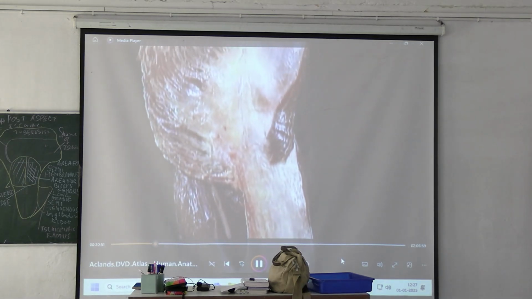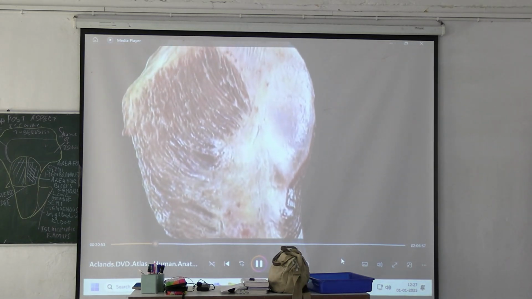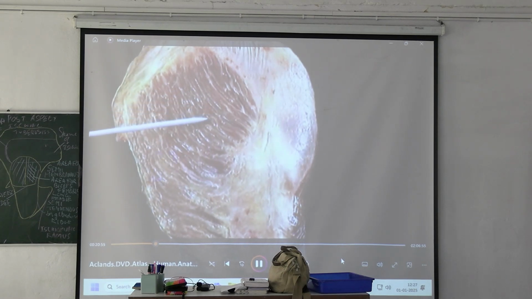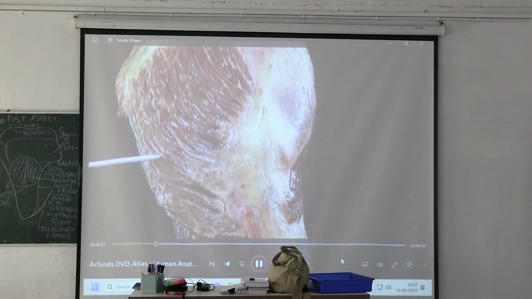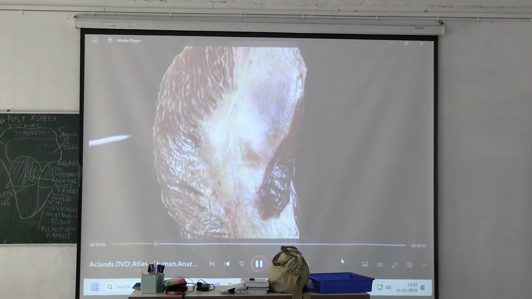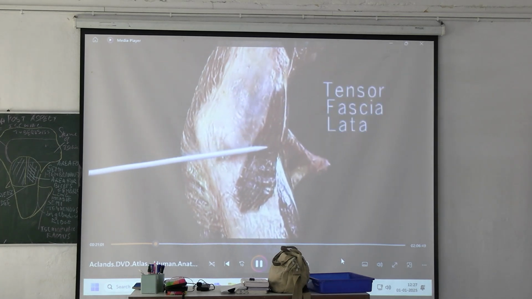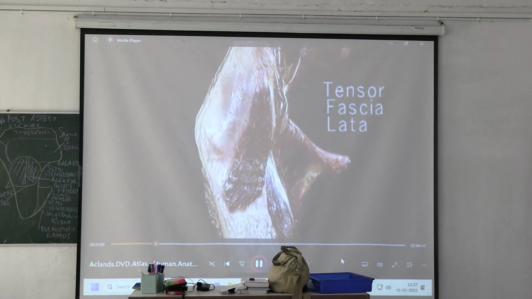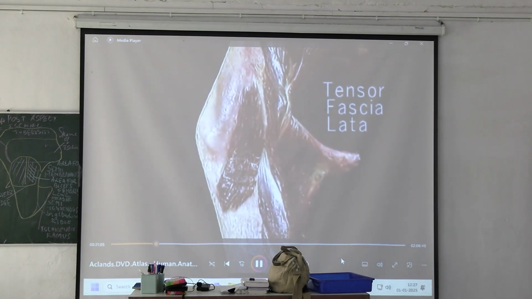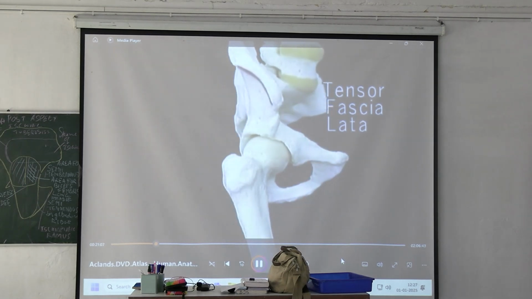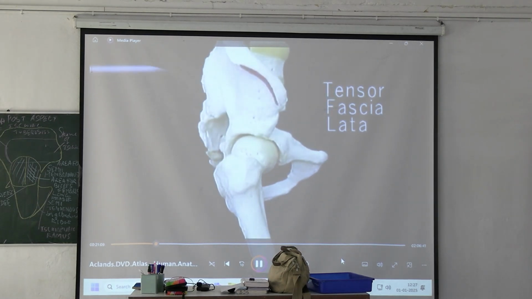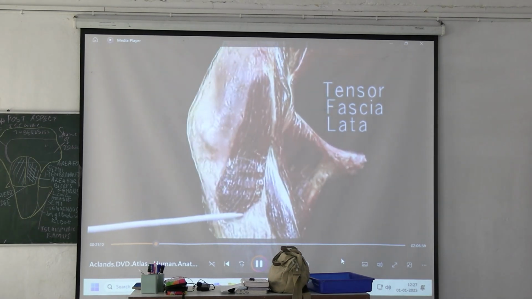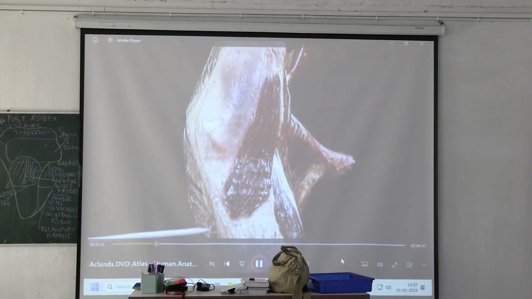The iliotibial tract acts as the tendon insertion of two muscles: gluteus maximus, which we'll see later, and this one, which we were just getting ready to look at, tensor fascia lata. Tensor fascia lata arises from the iliac crest here, and it inserts here on the iliotibial tract.